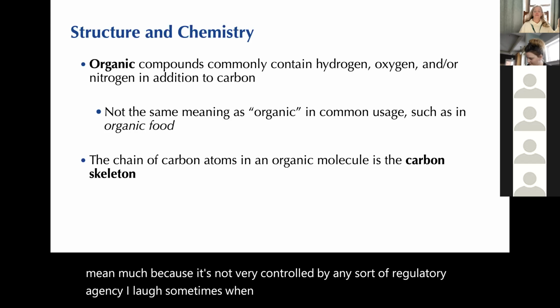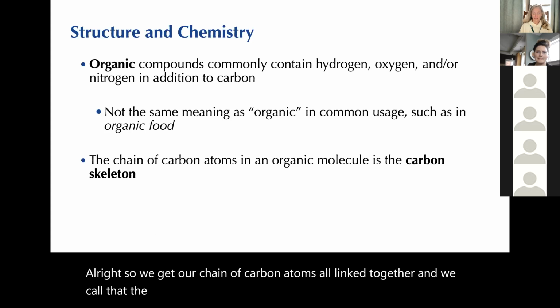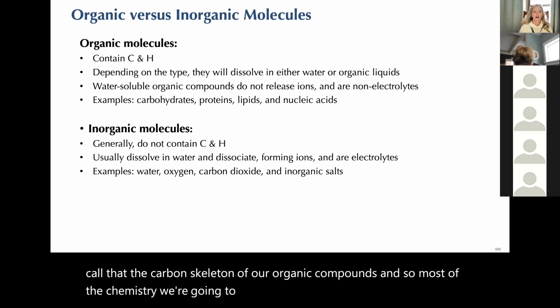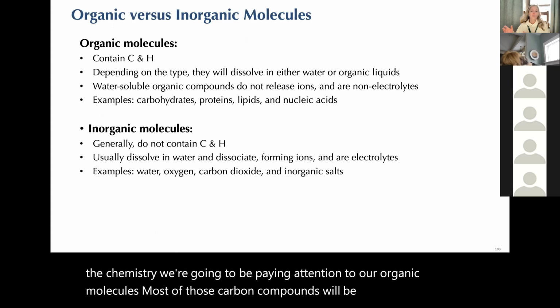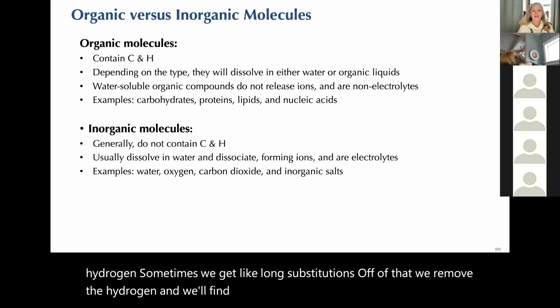All right, so we get our chain of carbon atoms all linked together, and we call that the carbon skeleton of our organic compounds. Most of the chemistry we're going to be paying attention to are our organic molecules. Most of those carbon compounds will be hydrated with hydrogen. Sometimes we get long substitutions off of that. We remove the hydrogen and we'll find some substituted side chains. We tend to call these R groups.